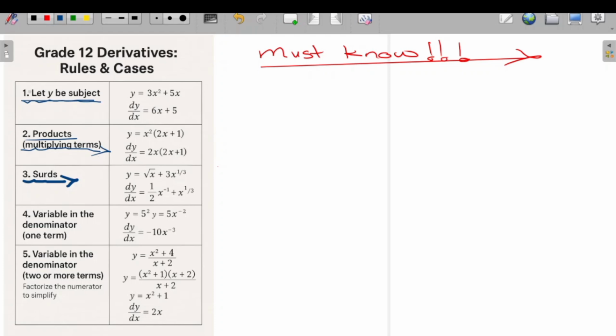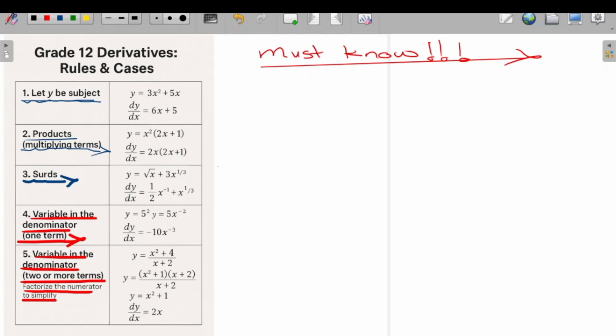The fourth case is when we are given a variable in the denominator, but the variable only has one term. And then the fifth case is when we have a variable in the denominator, but now we have two or more terms. So we will have to factorize the numerator to simplify. I'll show you guys how that one works. It's that one where we have to cancel the top and the bottom and so forth.